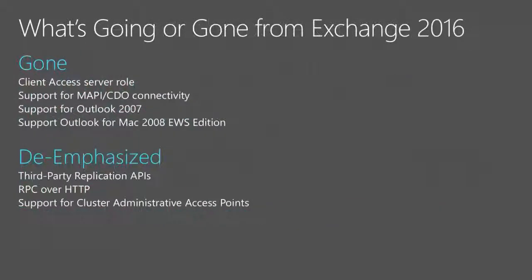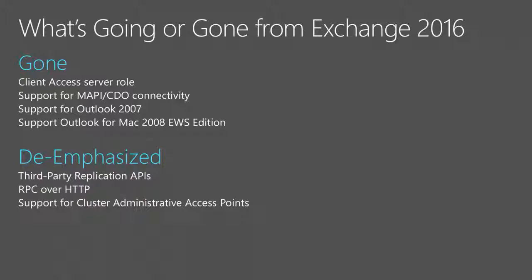All right, what's gone? Well, gone is the client access server role. And I say gone, all the functionality is still there. It's just in the mailbox role. It's just not a separate server role anymore that you can deploy. We just allow you to deploy the mailbox role. And when you deploy mailbox, you get CAS, Hub, and mailbox all on the one box.